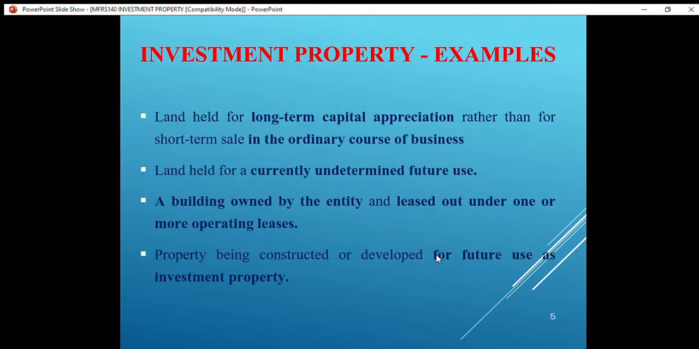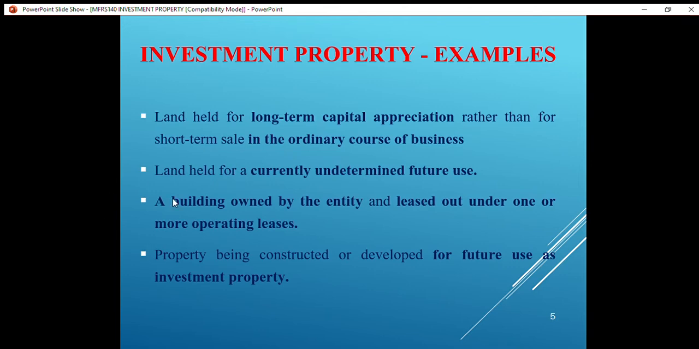Next, these are the examples of investment property. The examples include land held for long-term capital appreciation rather than for short-term sale in the ordinary course of business. The land that is held for capital appreciation and not for short-term sale in the ordinary course of business can be considered as an IP.